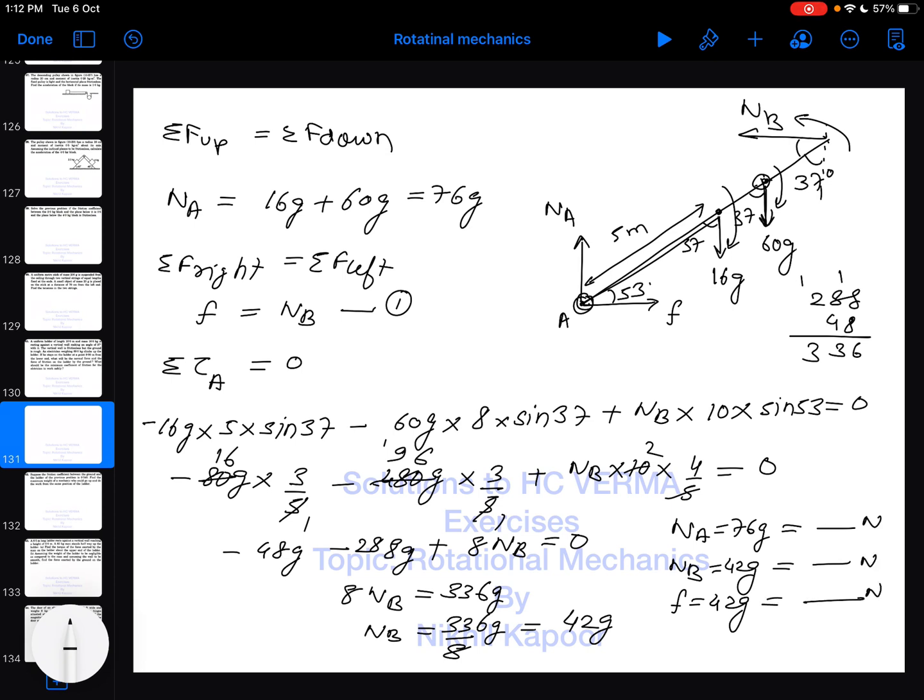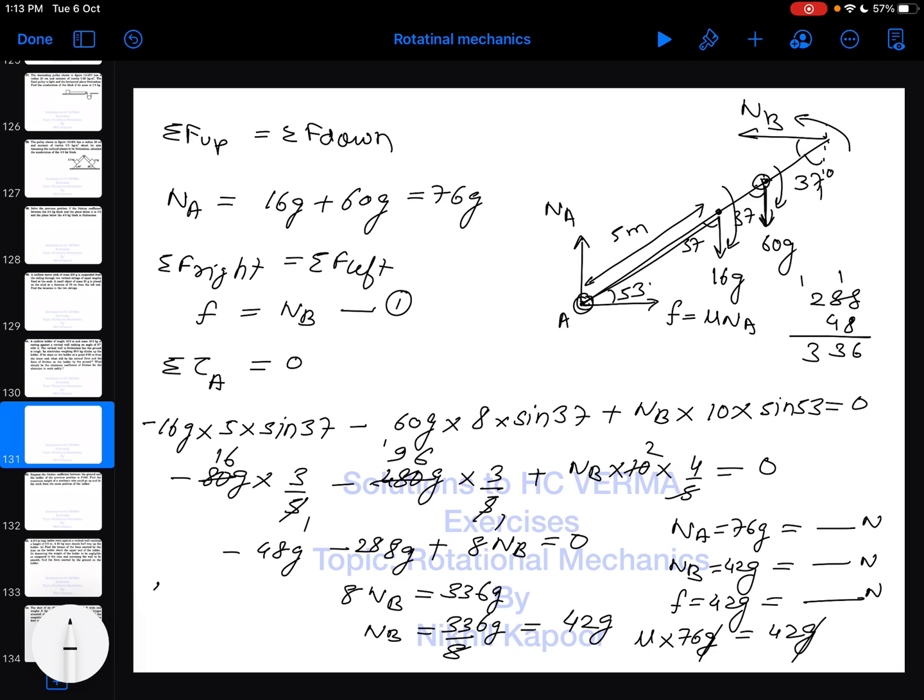Coefficient of friction. So, minimum coefficient, as frictional force is nothing but mu into normal reaction, this frictional force will be equal to mu into NA. So I will substitute mu into NA, that is 76g, is equal to friction 42g. So this g and this g get cancelled. So the value of mu comes out to be 42 upon 76.